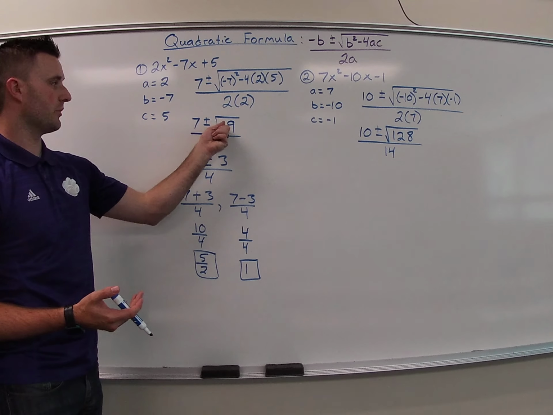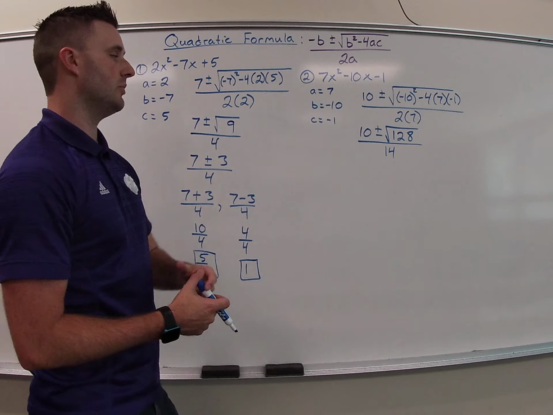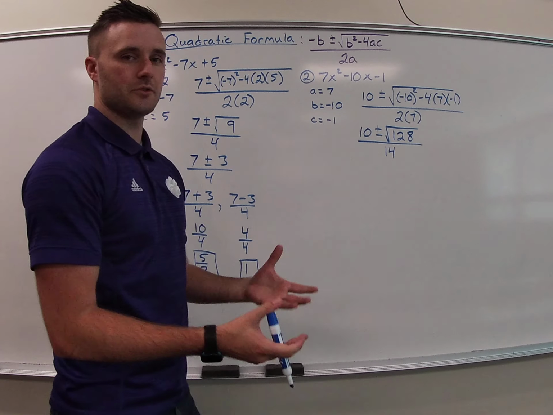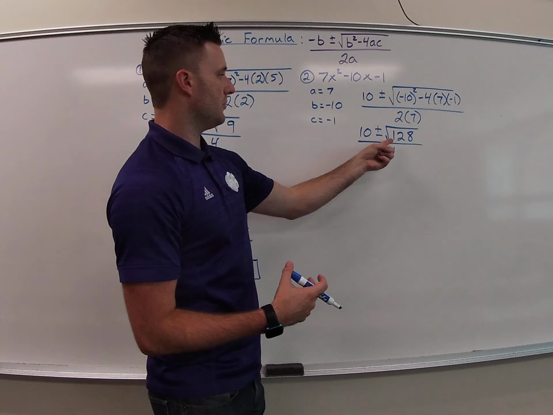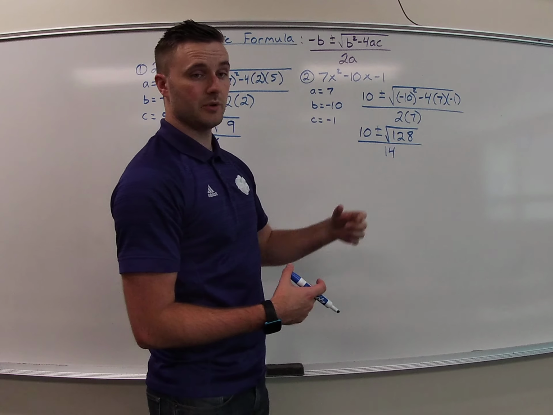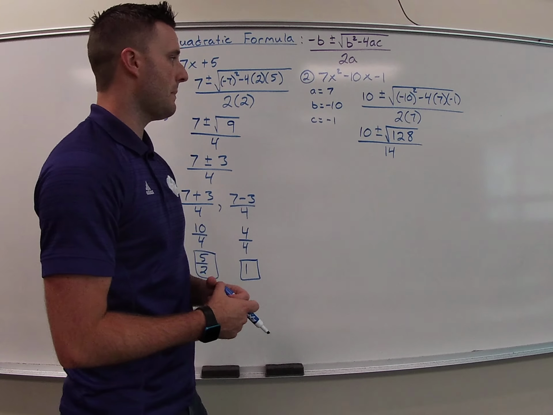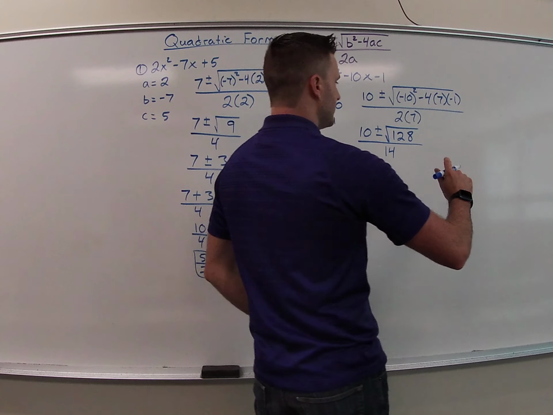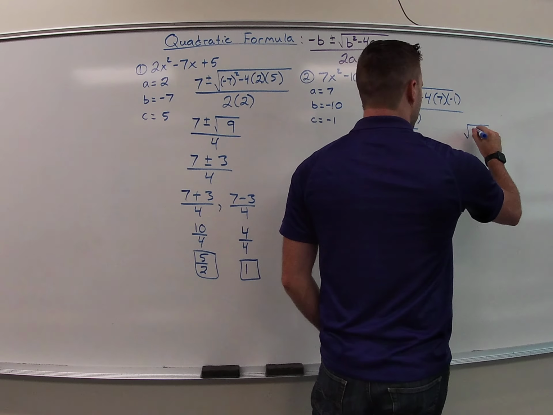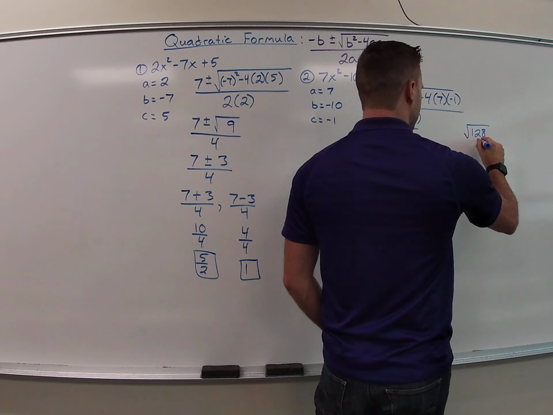We need to reduce that as a fraction. Here, we knew the square root of 9 was 3. Here, we don't know what the square root of 128 is, so we have to reduce this. First, we do know we're going to get 2 real solutions. We just don't know what they are. How we know that is because 128 is something larger than 0. So let's go ahead and out to the side, we're going to break down the square root of 128.